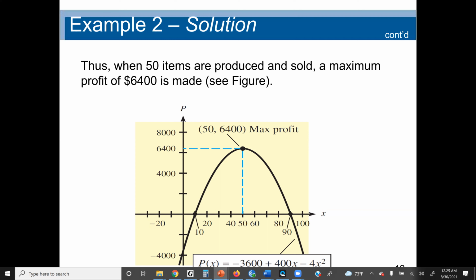Since the A value of the profit function is less than 0, which is a negative value, we are able to find the maximum profit. If the A value of the profit function is a positive value, then we are going to find the minimum profit. So here we find the maximum profit by finding the X value, which is again minus B over 2A, then substitute the answer in the profit function, and we get the second coordinate. Again, the vertex point is always two values, the X and Y values.